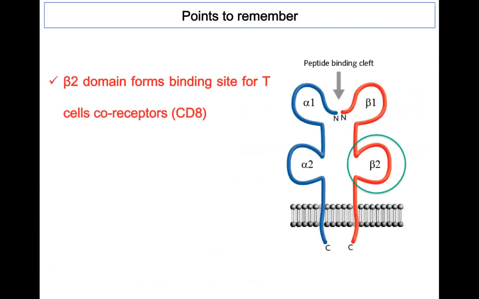So an important point we have to memorize here is which is the T cell binding site, and which is the antigen binding site. If you look here, the beta 2 domain forms a binding site for T cell co-receptors. In that case, those are CD8, cluster of differentiation 8, which help the T cells.